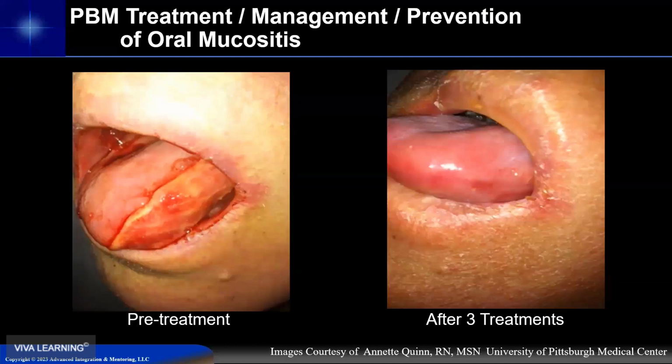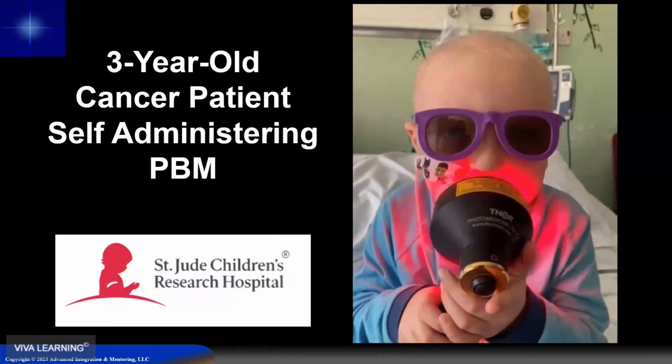And applying the energy is so simple. Here is a picture of a patient who's being treated at St. Jude's Hospital. This is a 3-year-old that is self-administering the light therapy under the supervision of the oncology nurse that's overseeing his treatment, with the idea that it is painless and at the same time, it is simple and easy to acquire. So again, looking at these types of processes and what it can do to improve the quality of life and enhance the outcome for our patients is significant.